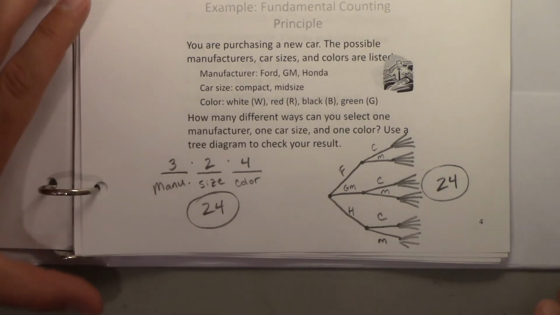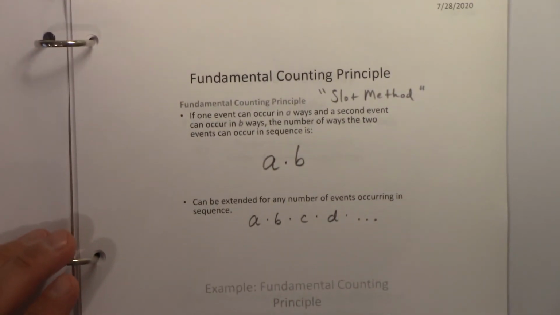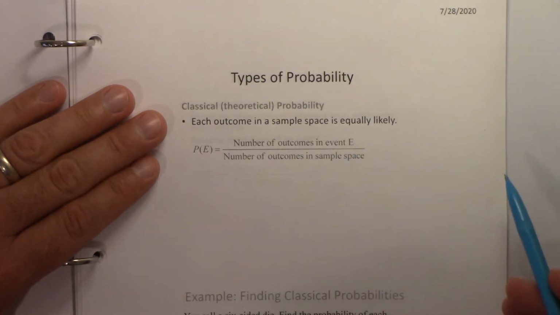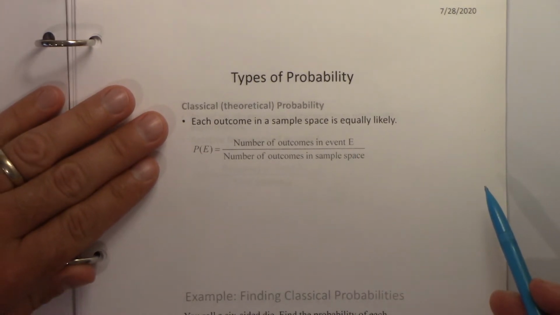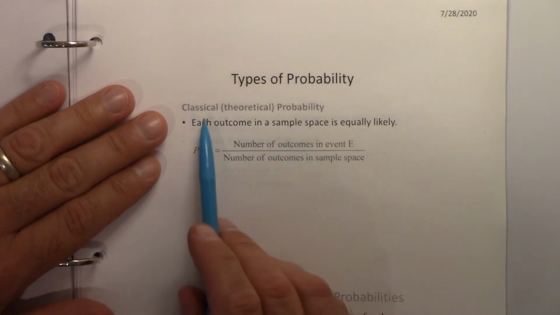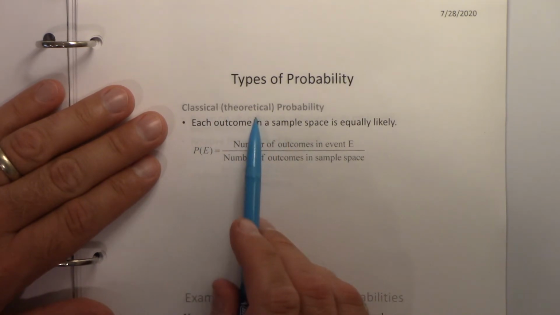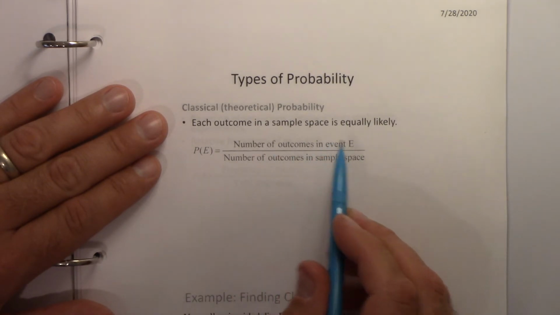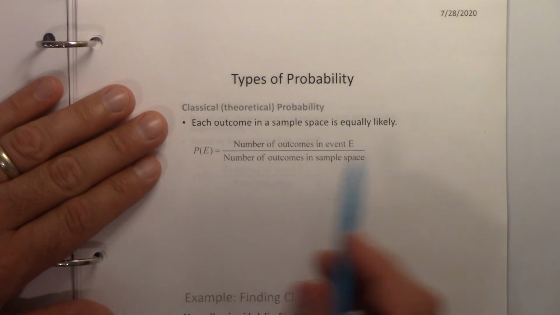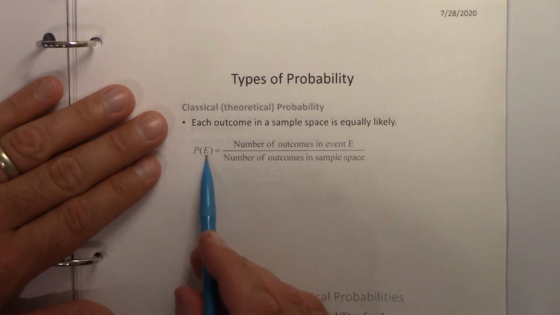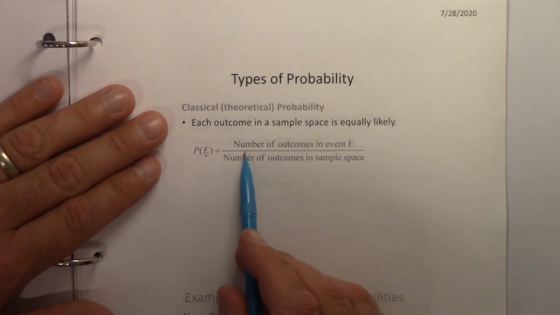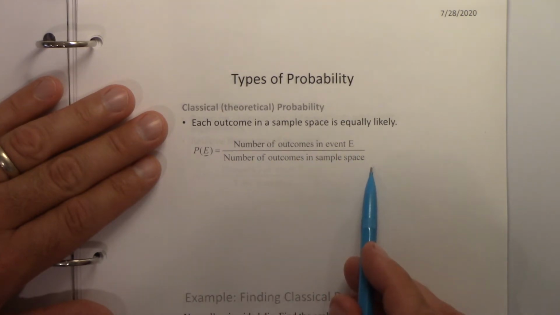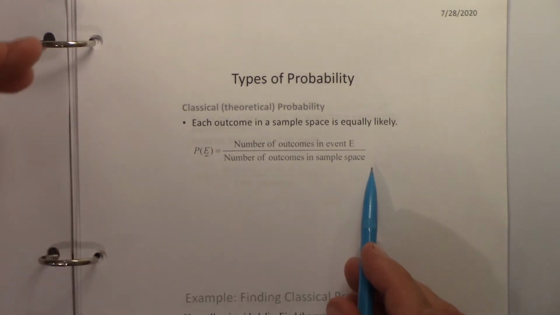Now, as far as probability itself goes, we're going to turn over to page 5 and explore the different types of probability that we want to be familiar with. The first, and maybe the most important, is what is called classical or theoretical probability. This is where each outcome in a sample space is equally likely. To calculate the probability of some event E, we simply take the number of outcomes in that event and divide by the number of outcomes in the sample space. That's going to give us our probability.